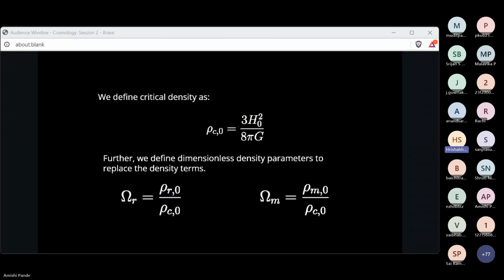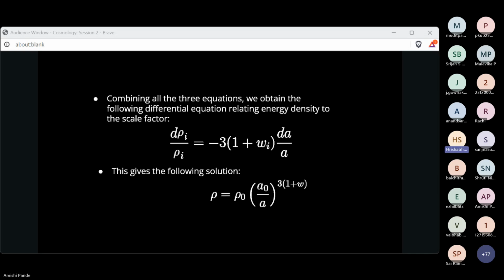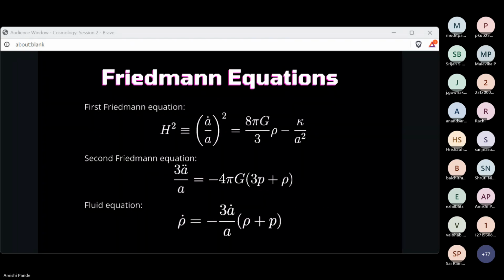Now you need to focus very carefully, otherwise you will lose track of what we have done till now. We are doing something very different, something that we will not need for now but might need a bit later in future. We are defining something called critical density. Why are we doing that? Amishi, you should go back to the slide where we defined Friedmann's equations, the first, second, and third. Yes, just stay right here.